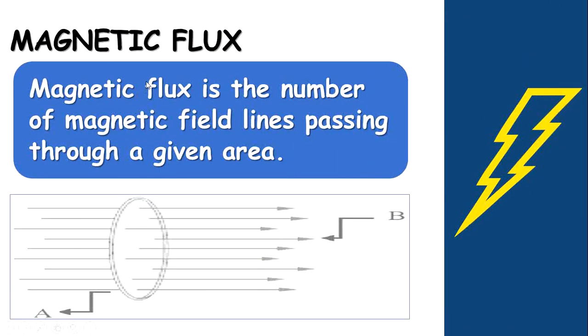What is called magnetic flux? Magnetic flux is the number of magnetic field lines passing through a given area.